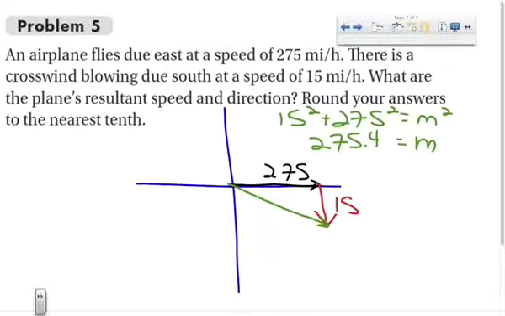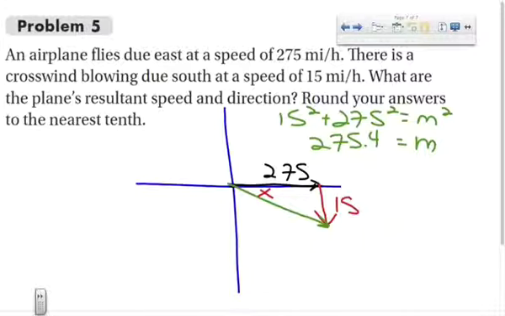Now we need to find the plane's resultant direction. This time, since we're dealing with a real-world situation where this plane was intending to go east, but this crosswind is pushing it south, I don't want to think along the lines of, well, either one of these angles is okay. I want to think along the lines of, that's the angle that it ended up traveling. And once again, what trig ratio might I use here?